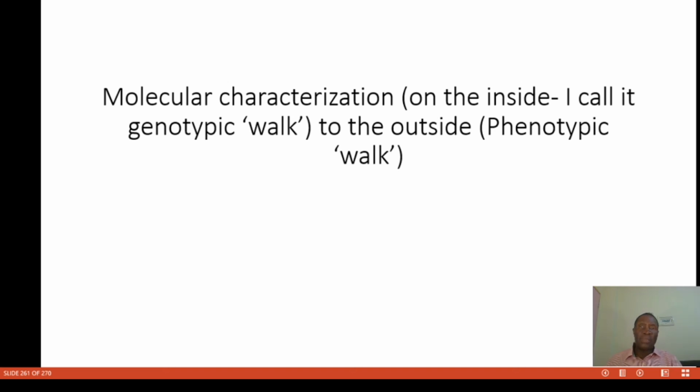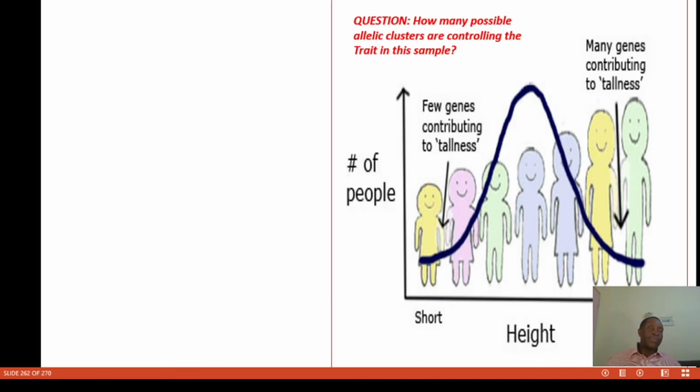And then we have the molecular characterization, a walk on the inside. I like to call it the genotypic walk. You see, where you are now looking inside the cell, inside the nucleus, inside the DNA, then coming outside to see the trait characteristic. And we'll not spend time on this because we will be getting into plant biotechnology in the next year, your final year, to look at what that means.